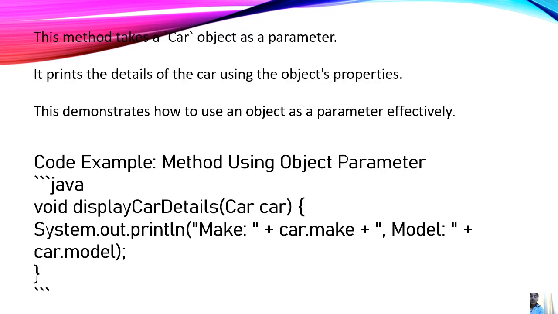This method takes a Car object as a parameter. It prints details of the car using the object's properties. This demonstrates how to use an object as a parameter effectively. Here is another example.